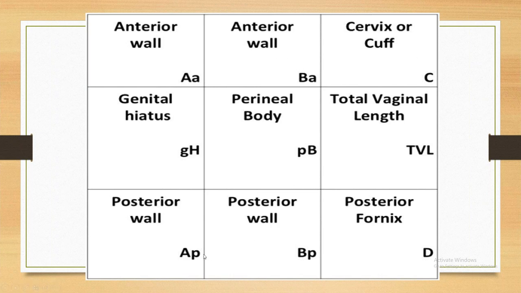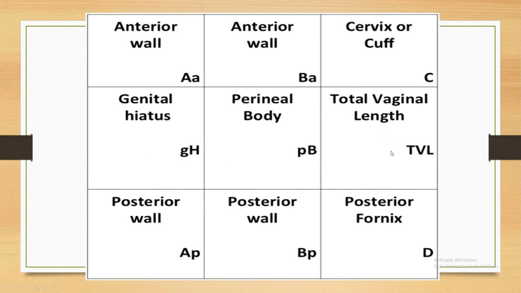While on the posterior wall are AP, BP, and D. D is the posterior fornix. There are 3 points which are always plus: these things are always plus. This is genital hiatus, perineal body, and total vaginal length.